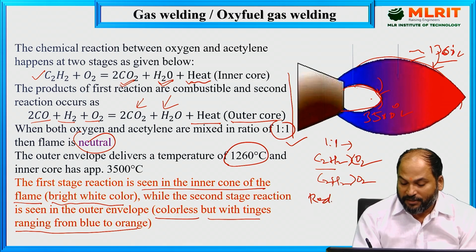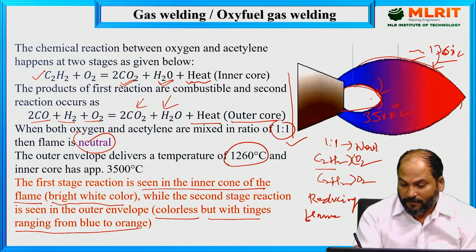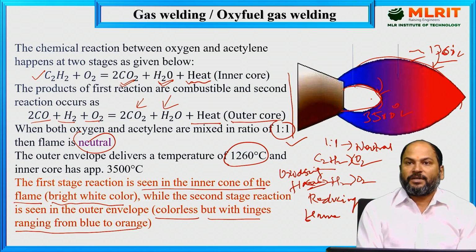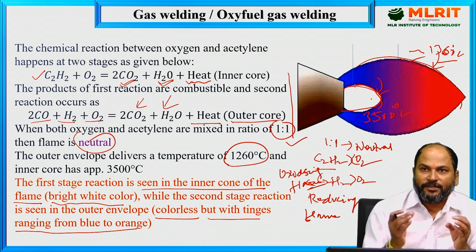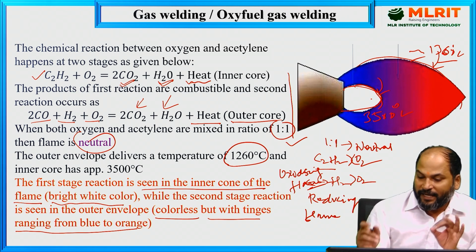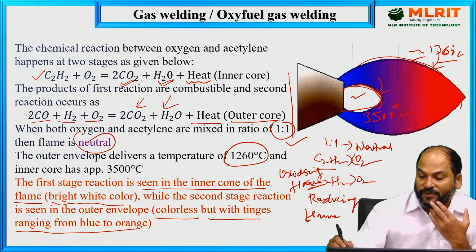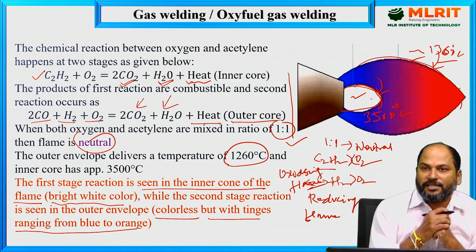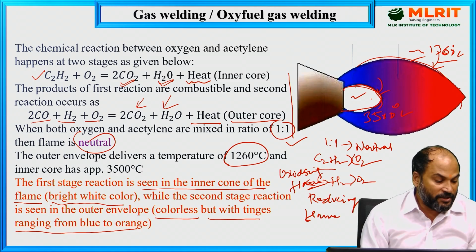So it may be reducing flame, it may be neutral, and this is oxidizing flame. So depending upon the volume, the ratio, the quantity that C2H2 and oxygen have, three different flames will be generated, and accordingly the inner core temperature and outer core temperature will be different, and depending upon the material nature we'll use this different flame to weld the materials.